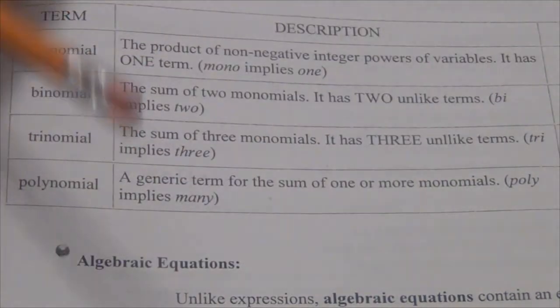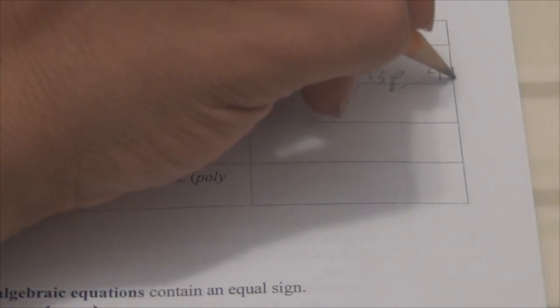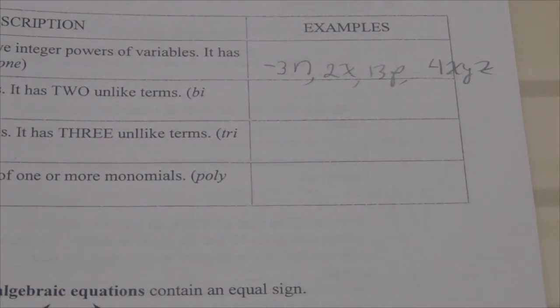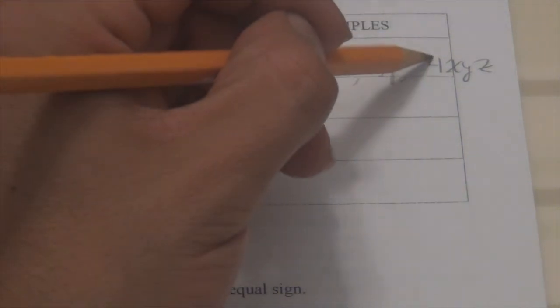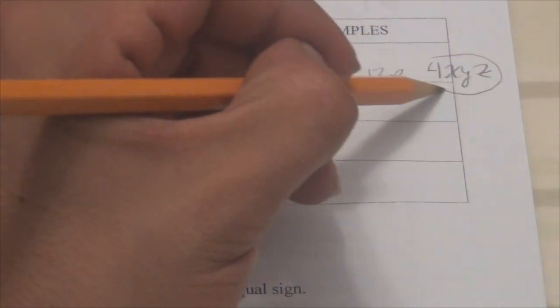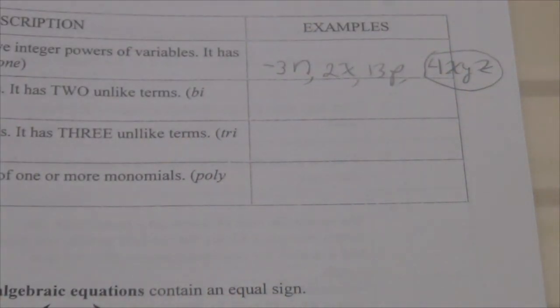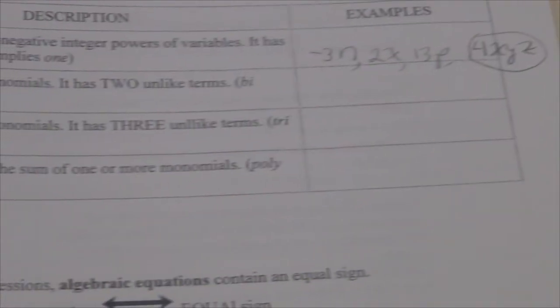And you know what? Funny thing is that, okay, sorry, 3n, 2x, 13p. What if I had 4x, y, z? What if I had that? Is that one number or 2 numbers or 3 numbers or 4 numbers? Well, there is nothing separating this term. So this is just one number. If there was a plus sign or a minus sign, then it would be a different story.